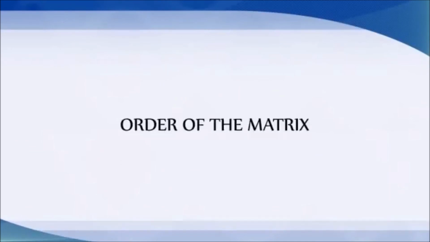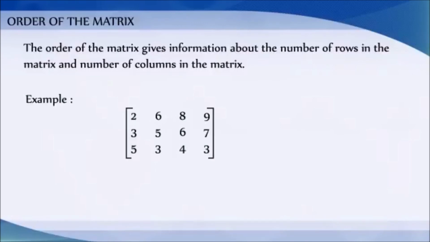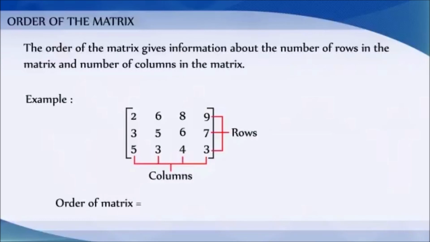Order of the matrix. The order of the matrix gives the information about the number of rows and the number of columns in the matrix. Look at this example. In this example, we have a total of 3 rows and 4 columns. Therefore, the order of this matrix is number of rows by number of columns, that is 3 by 4.